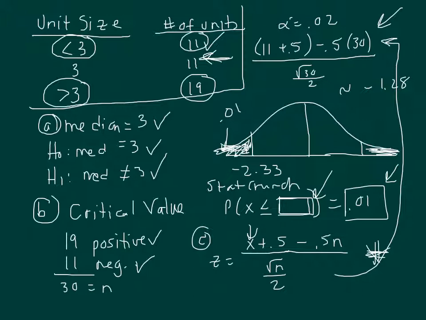And then what you want to do is decide whether you want to reject or fail to reject. So you look at your z. What is my z? My z is negative 1.28. And negative 1.28 is not less than or equal to the critical value. It's actually greater. So whenever z is greater than your critical value, you do not reject H sub 0. So there's not enough evidence to support the claim.